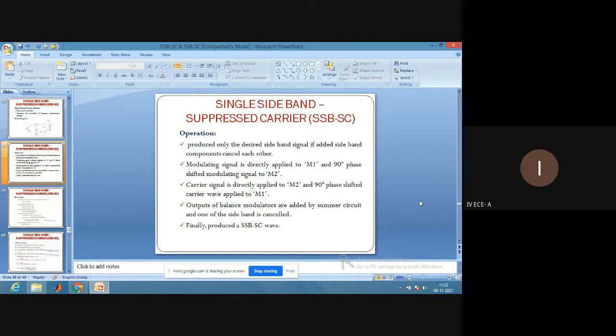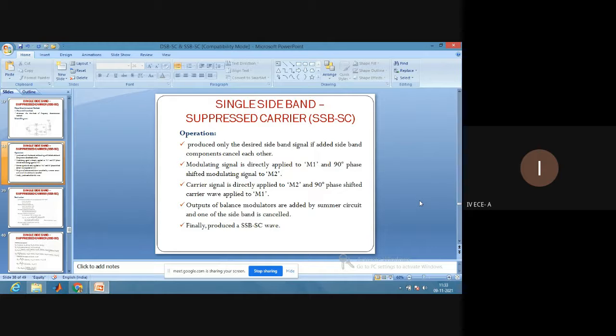Here two balanced modulators and two phase shifters are used in this type of modulator circuit. The modulator M1 receives the message signal and a 90-degree phase shifted carrier signal, and modulator M2 receives the 90-degree phase shifted message signal and the direct carrier signal. Here the two modulators M1 and M2 are constructed so that they work to balance each other.